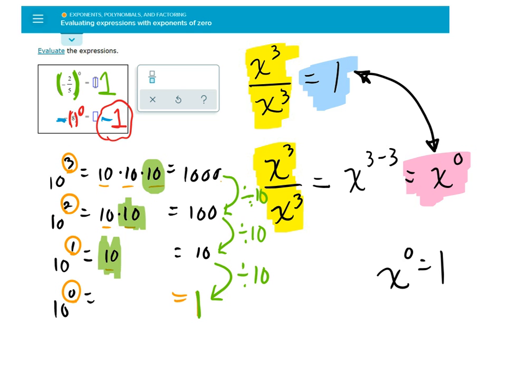So hopefully one of those 3 explanations is enough to convince you that anything raised to the 0 power is equal to 1. If it doesn't, this is one of those times in mathematics when it's best just to accept it and move on. Okay.